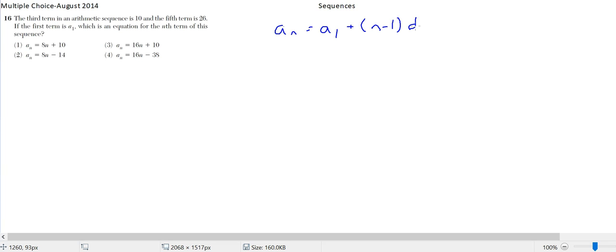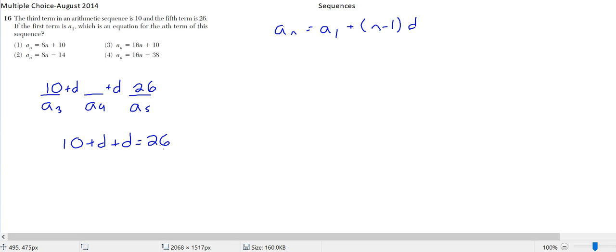So what do we know? We know the third term, so we know that a sub 3 is equal to 10, and the fifth term is 26, so a sub 5 is 26. We're going to use these two to be able to find the common difference. How are we going to do that? There's some a sub 4 over here that we don't know what it is. If we add d to 10, we're going to get a sub 4. If we add another d to whatever a sub 4 is, we're going to get 26. So if we do 10 plus d plus d, we're going to get 26. And now we can solve this equation for d.